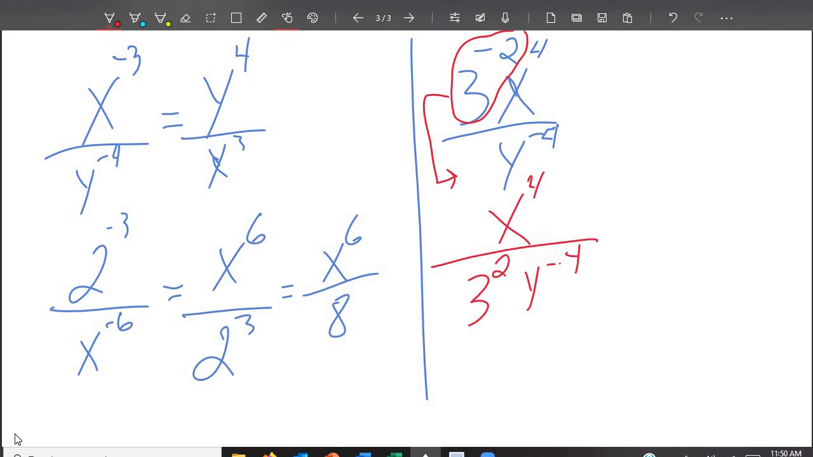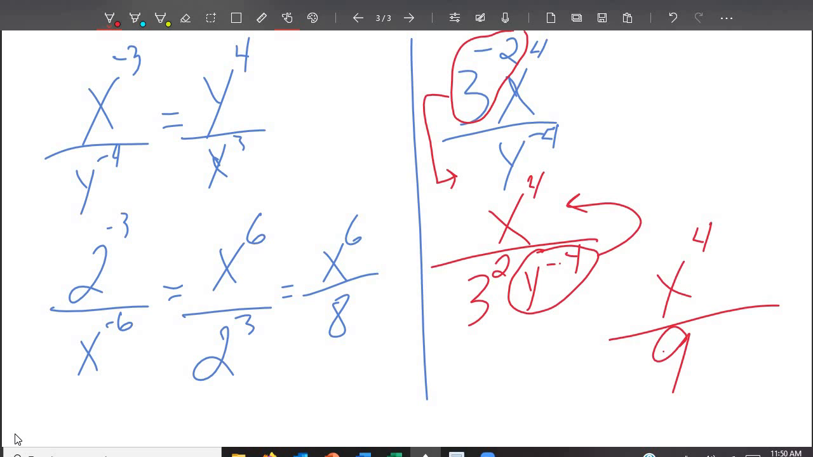But there's still a negative exponent in the bottom here, so we've got to move it up here next to the x. We'll go ahead and simplify 3 squared, and we get this. So there were 2 pieces we had to move. We had to move this up here, and we had to move the 3 to the bottom.